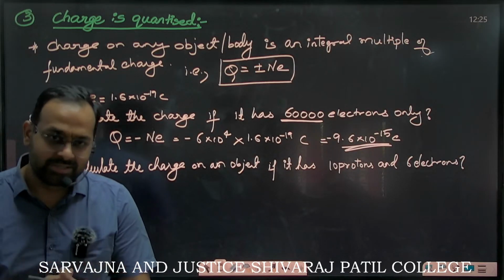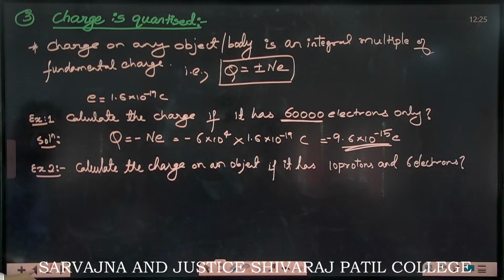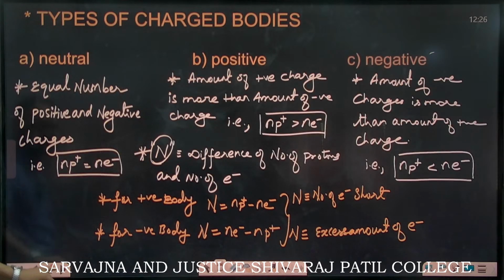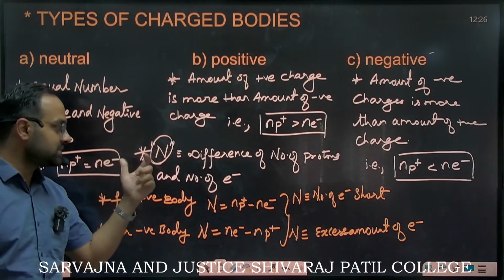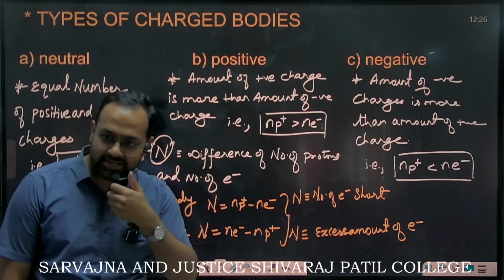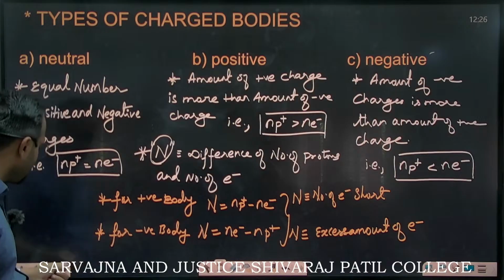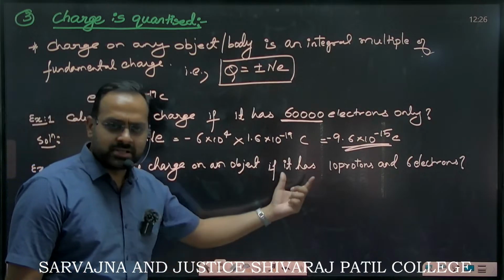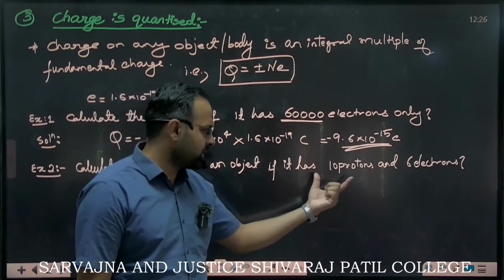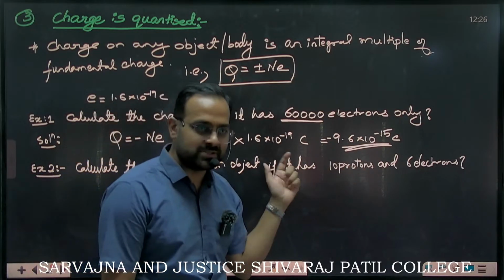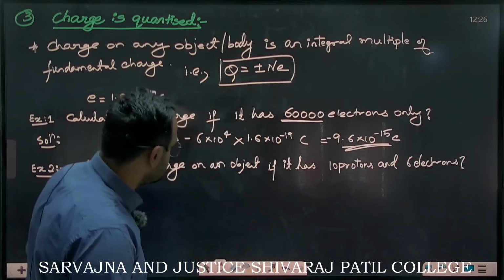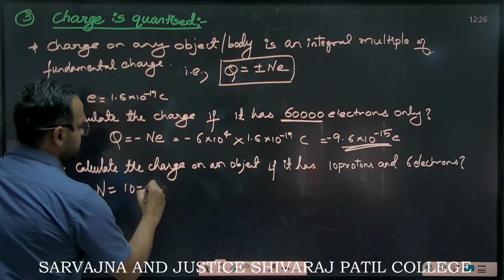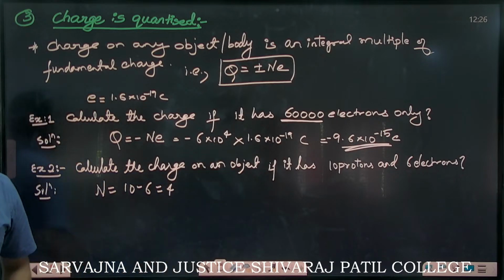Before that, what is the value of n? So if you remember, it was mentioned here what n value to take, right? N is equal to the difference in number of protons and number of electrons, right? So this is the n that we will use when we are calculating charge on this object. Okay. Now here will it be number of protons minus number of electrons? So n will be equal to 10 minus 6, which is equal to 4.